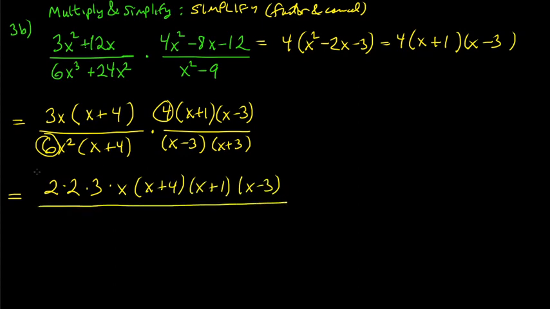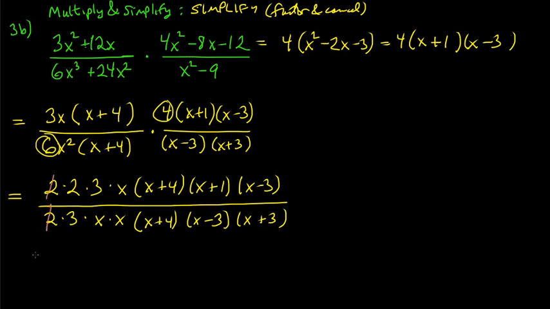And then in the denominator, we have 6, which is 2 times 3. And then we have x squared. I'll write it as x times x, right? Times x plus 4, times x minus 3, times x plus 3. Now we're factored completely, right? Nothing else to factor. So now we just cancel.